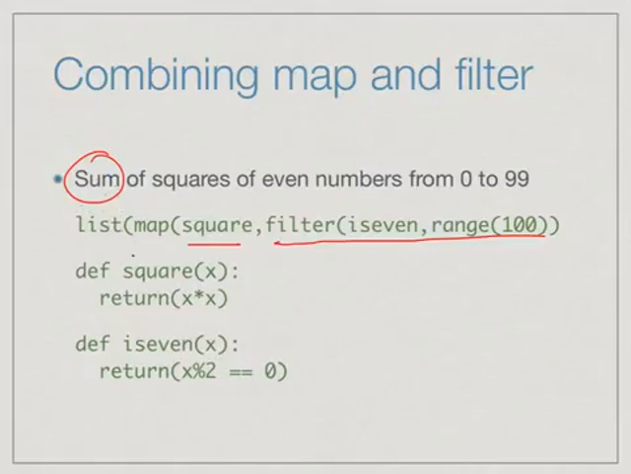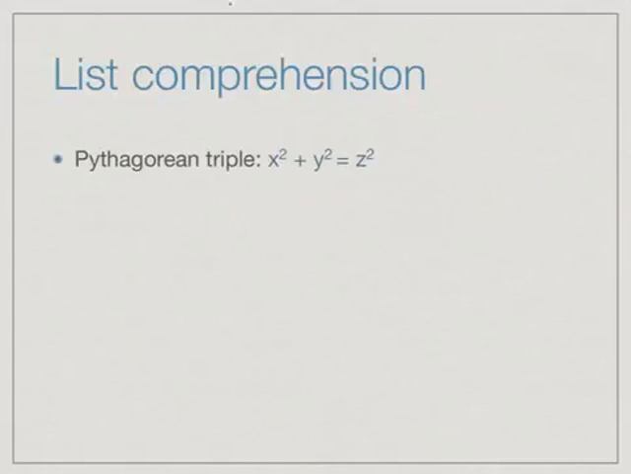So the sum is not part of this function, but we want to first extract the squares of the even numbers, and that can be done using a combination of filter and then map. So filter first gives us the even numbers, and then map gives us the squares, and the square is defined here and is even is defined. So there is a very neat way of combining map and filter without using that notation.